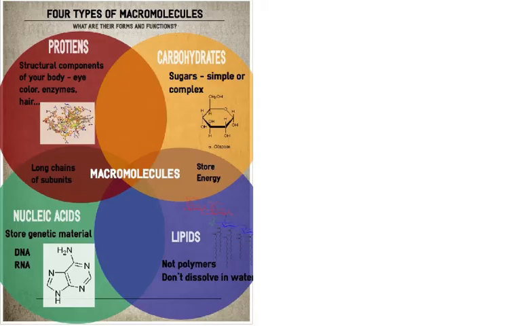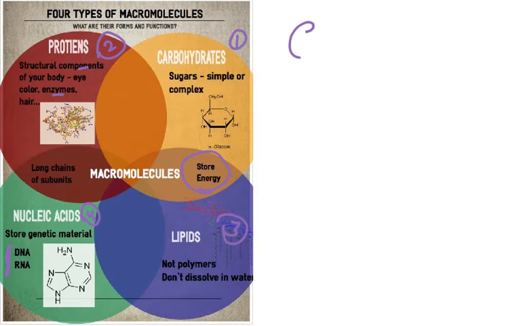Now let's look at the 4 types of macromolecules. Number 1, we have carbohydrates. Number 2, we have proteins. Number 3, we have lipids. And number 4, we have nucleic acids. Basically, carbohydrates and lipids store energy. Proteins are usually structural components, and we have enzymes. Nucleic acids are genetic material, which includes DNA and RNA.